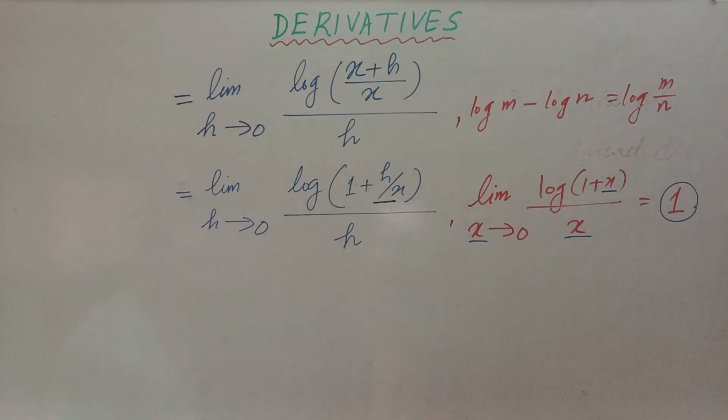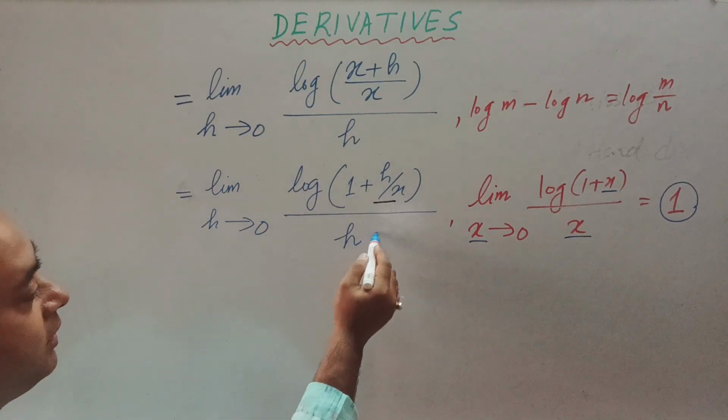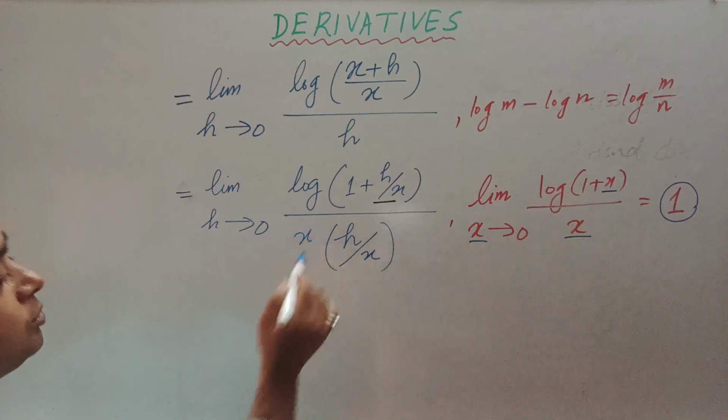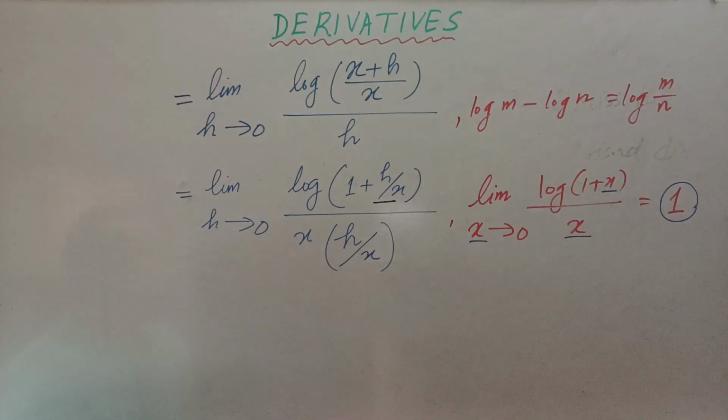So what we are going to do? This h I will write as h by x, and I multiply by one x also. Then the balance is maintained here. The x cancels, leaving h by x.